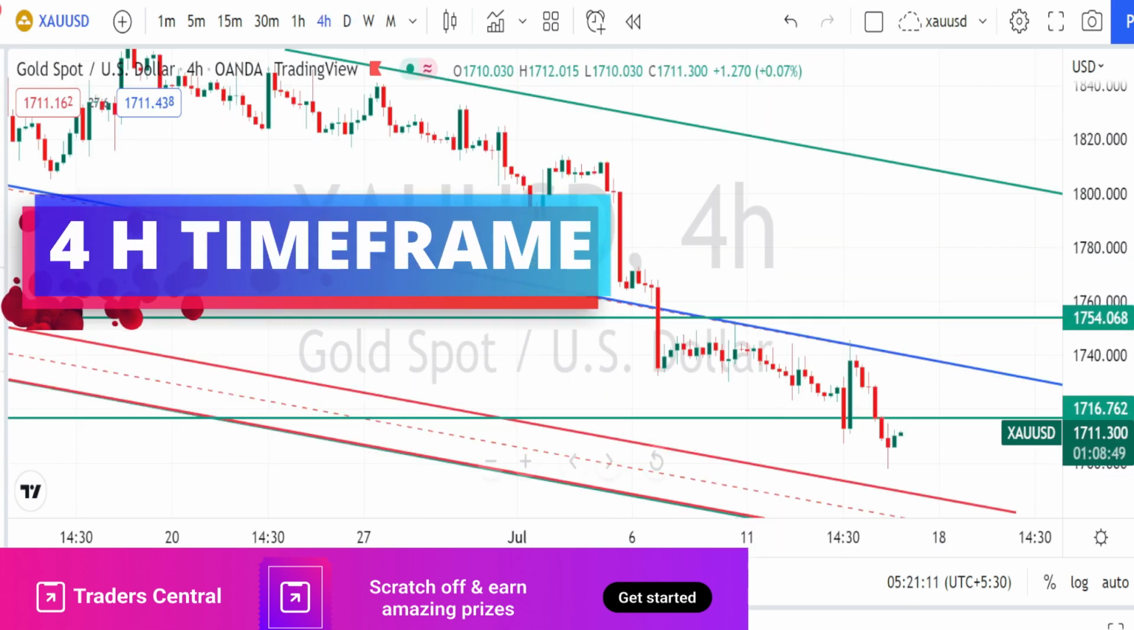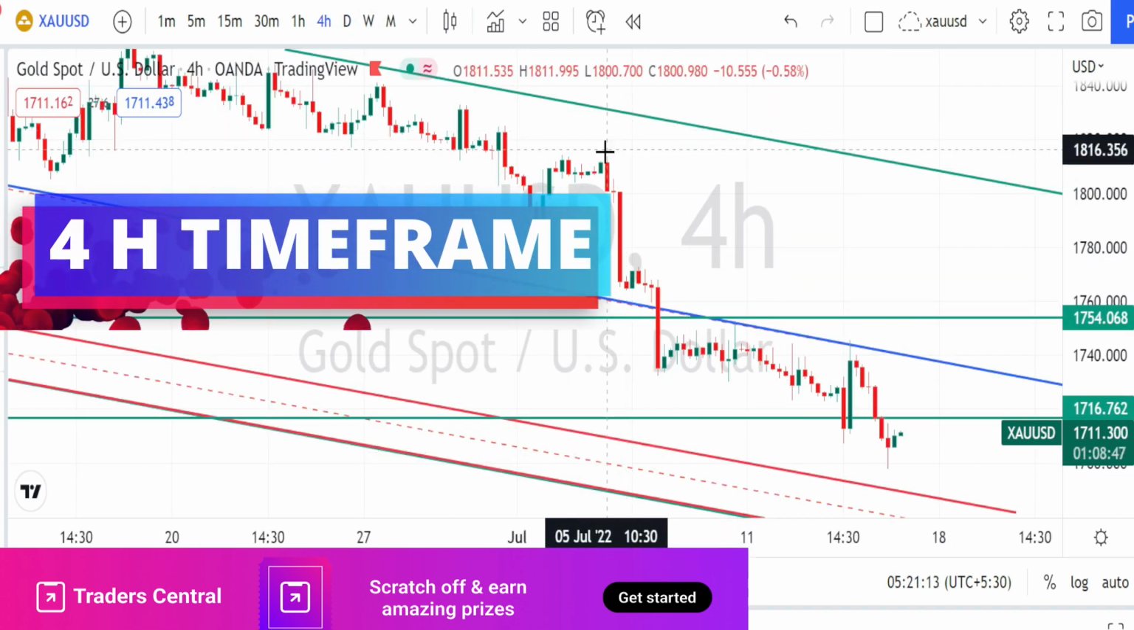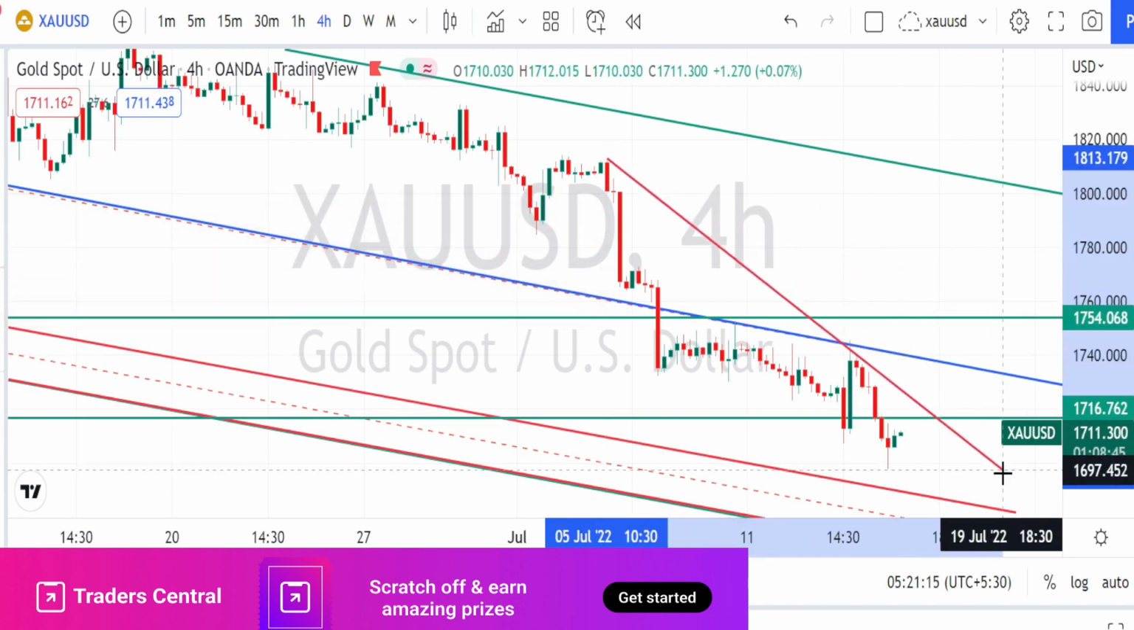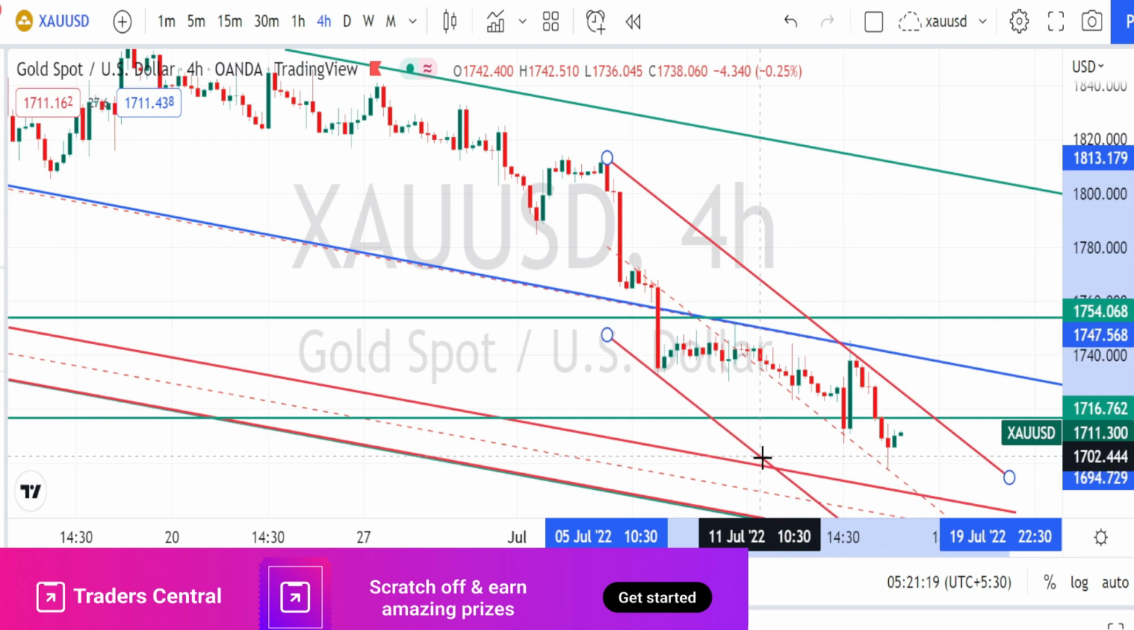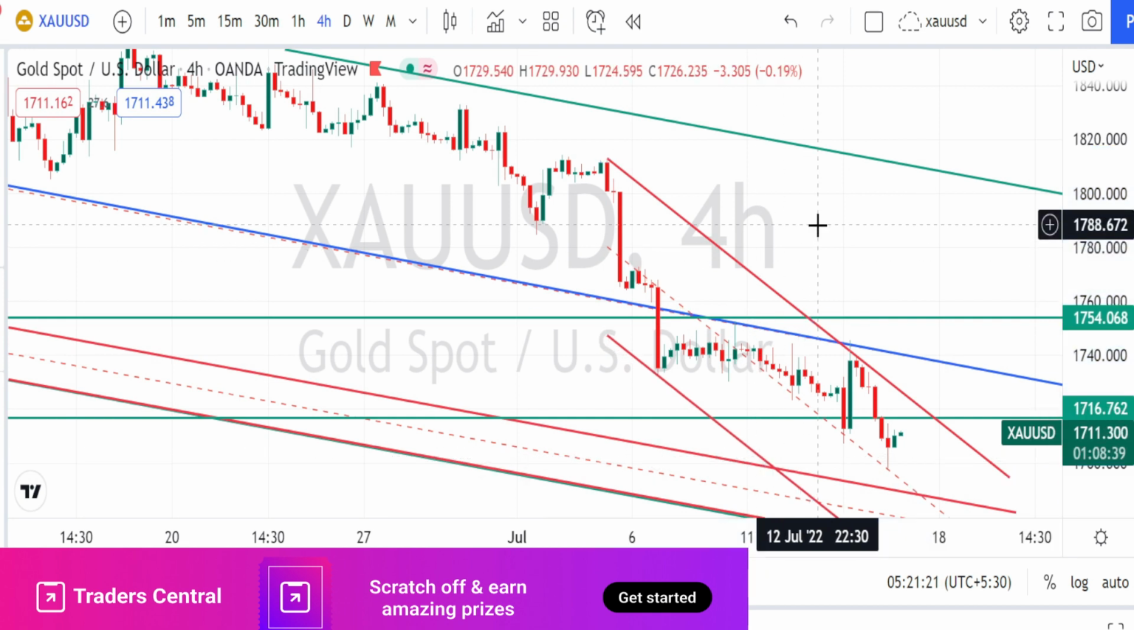I am in 4 hours time frame. In 4 hours time frame also, I am again drawing a channel pattern, which is a bearish channel pattern, and I am connecting the lows and highs of the price action.